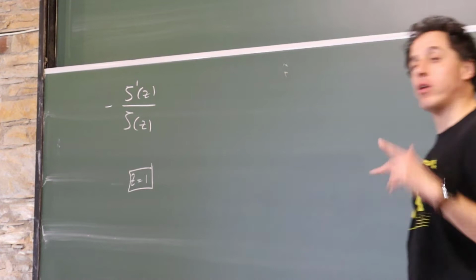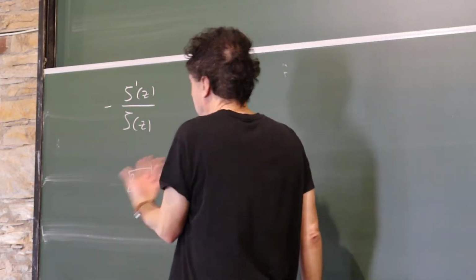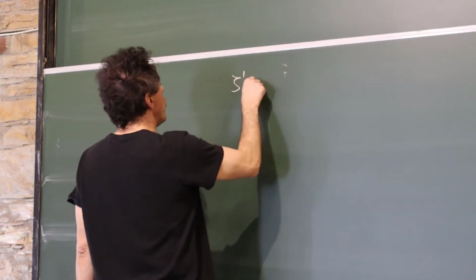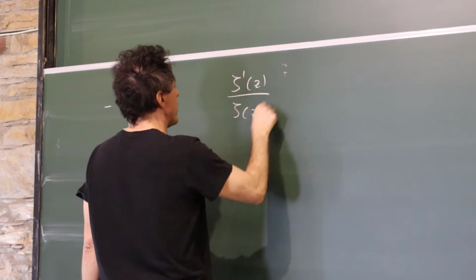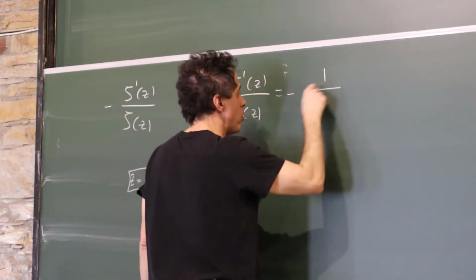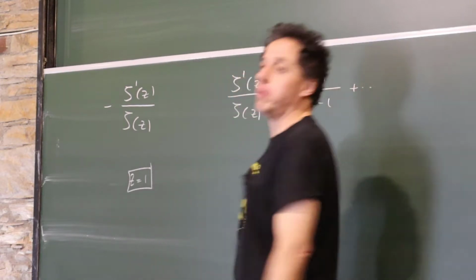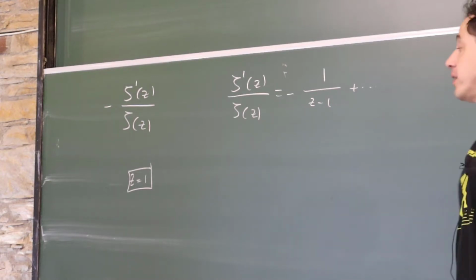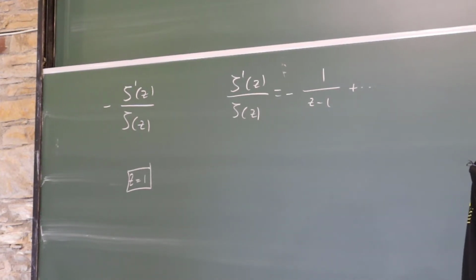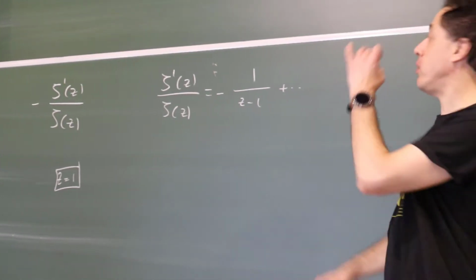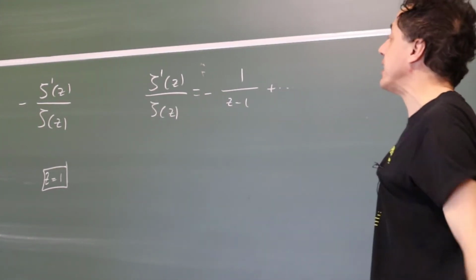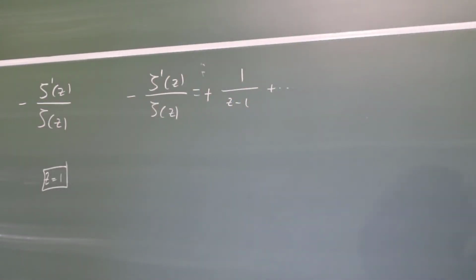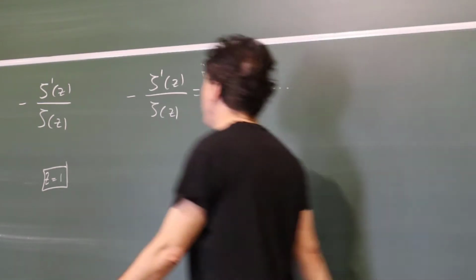So if it has a pole of order 1, independently of the residue of the pole, near this pole we have this minus 1 over z minus 1, plus some holomorphic function. So the Laurent expansion of this logarithmic derivative begins like this. It's only because of the fact that it has a pole of order 1. So if we change the sign here, we have this.